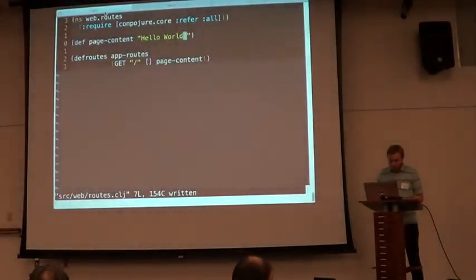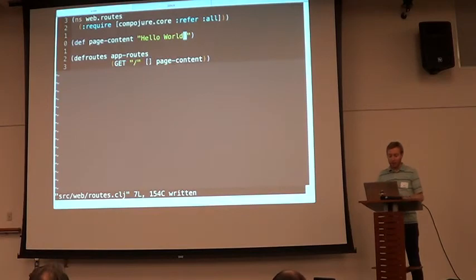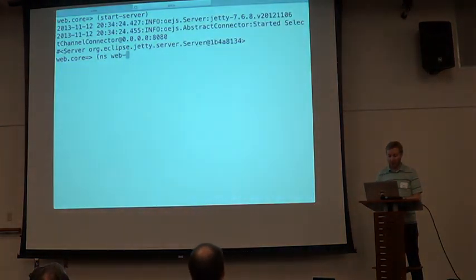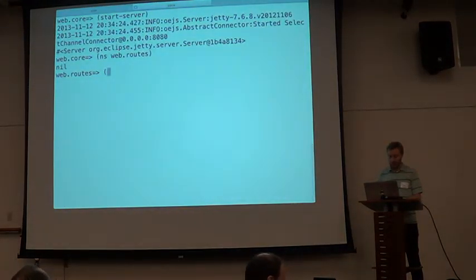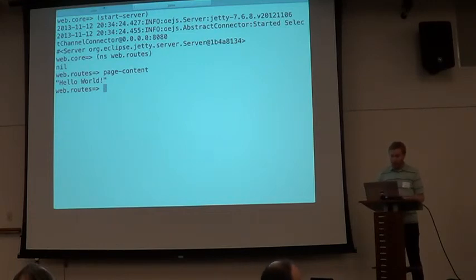So I'm going to go ahead and, we have our application here, right? We're in our namespace web.routes. I'm going to switch to that namespace. And now we have a reference to all of our variables, right? I have this page content here. Go ahead and just page content.